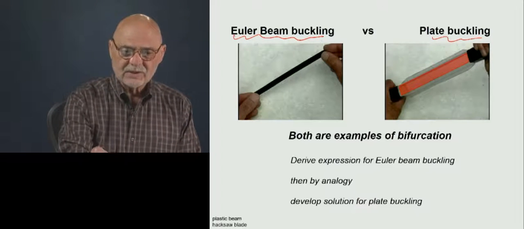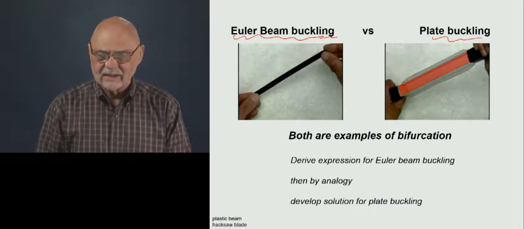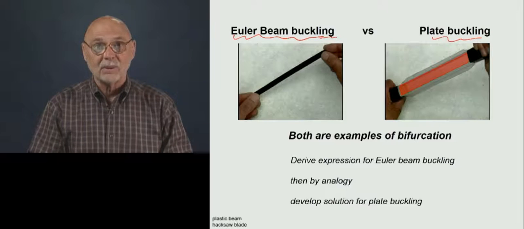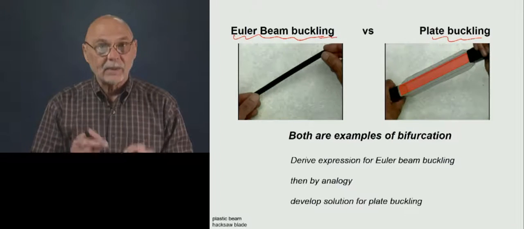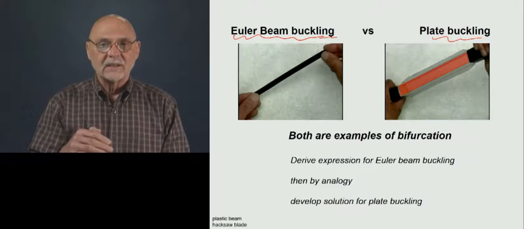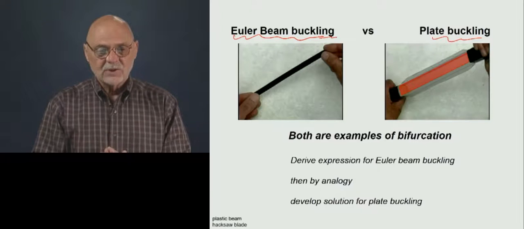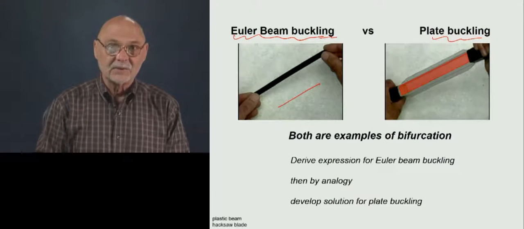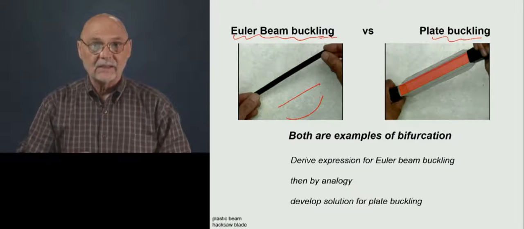Okay, so many of us have looked at Euler beam buckling in our undergrad years. The famous hacksaw blade: you push on it, and at some point it buckles. Okay, now that's not plate buckling, but it's an instance of bifurcation. Bifurcation means two modes. So the beam goes from being straight, that's the first mode, to being buckled, kind of instantaneously.